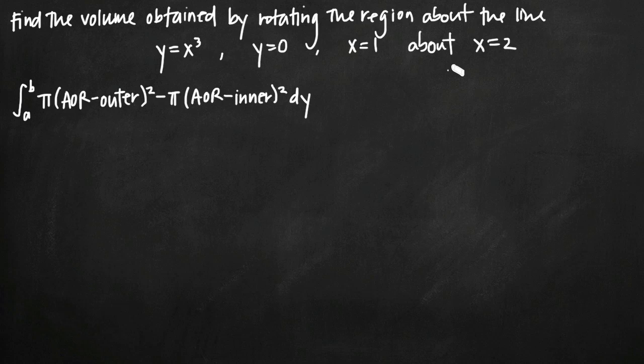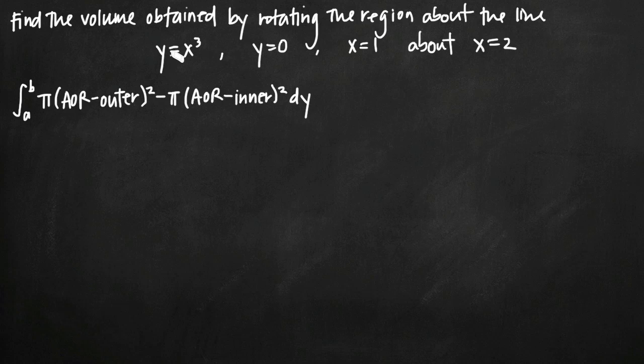So the first thing we need to do is realize that we're rotating around an axis of rotation x equals 2, and that's the vertical line x equals 2. Whenever we're rotating around a line x equals something, it's probably best to solve the equations that we're given for x in terms of y. So right now we have y equals x cubed and y equals 0. We want to solve those for something in terms of x if we can.